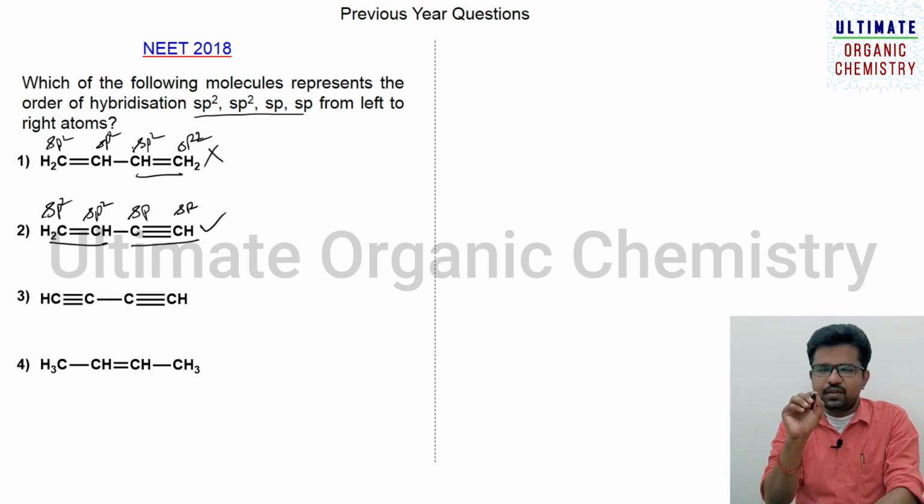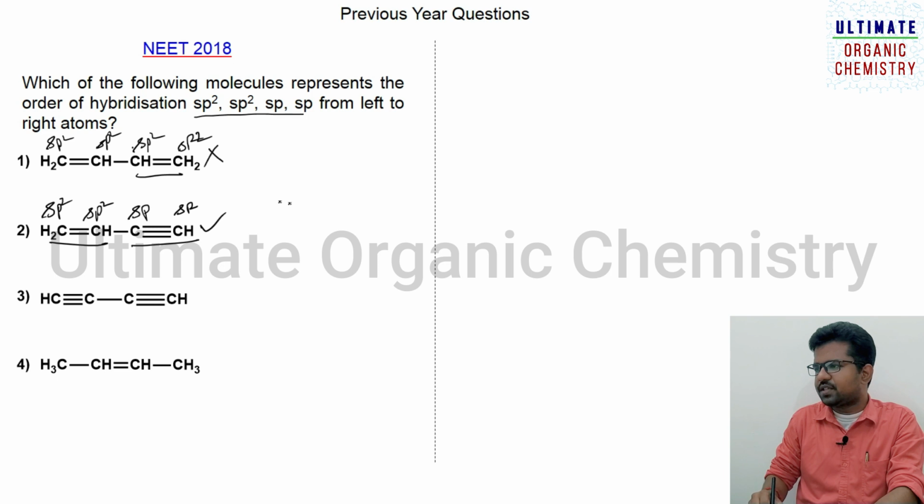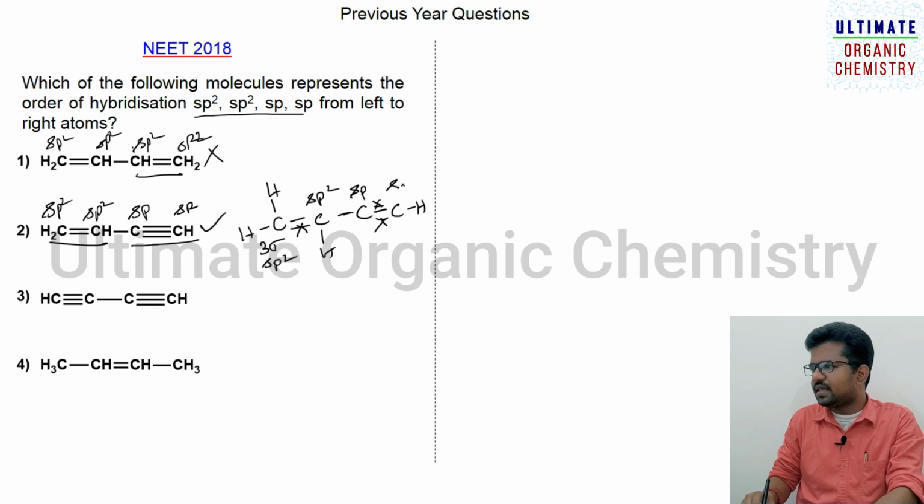Suppose, sir, I do not know these things, please explain properly. If you ask me, yes, I will expand the structure. Hydrogen, hydrogen, you have a double bond, then hydrogen, a triple bond, then hydrogen. Just omit the pi bonds. Here you have 3 sigma bonds, that is sp2. Here also 3 sigma bonds, that is sp2. Here you have 2 sigma bonds, so that is sp. Here also 2 sigma bonds, that is sp. The remaining options are wrong, so the right answer is option 2.